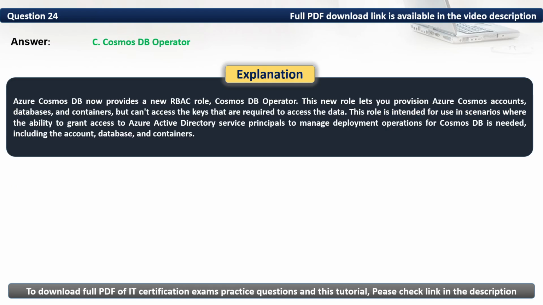Azure Cosmos DB now provides a new RBAC role, Cosmos DB operator. This new role lets you provision Azure Cosmos accounts, databases, and containers, but cannot access the keys that are required to access the data. This role is intended for use in scenarios where the ability to grant access to Azure AD service principals to manage deployment operations for Cosmos DB is needed, including the account, database, and containers.